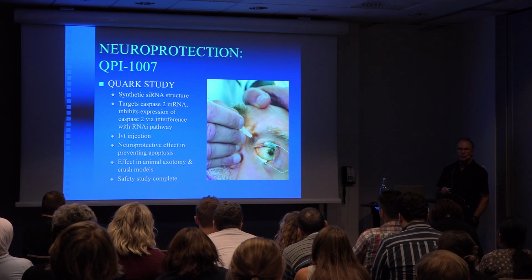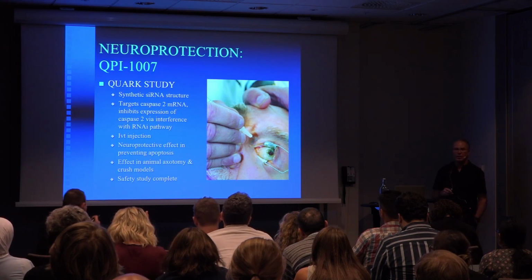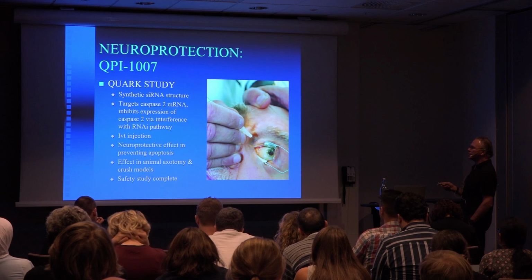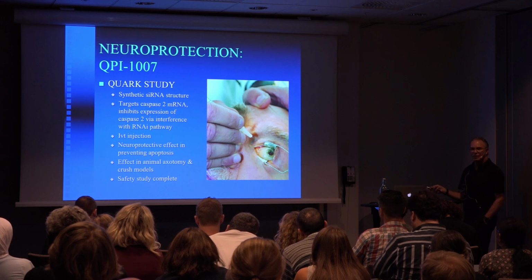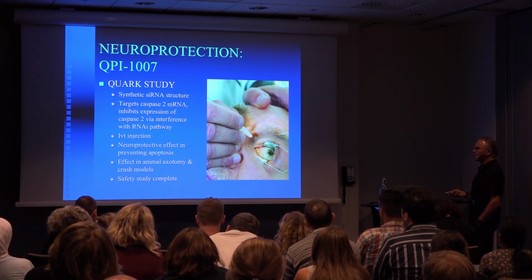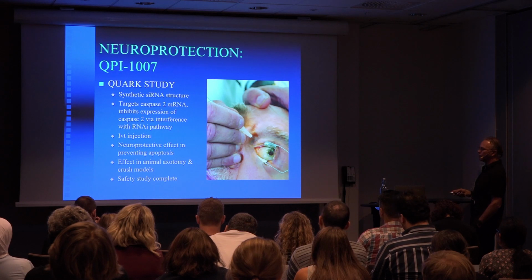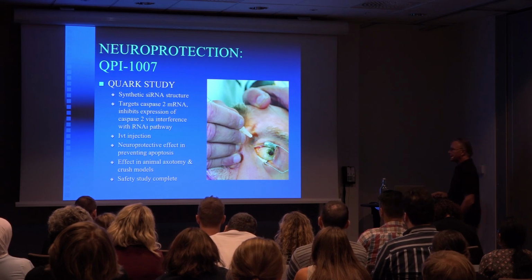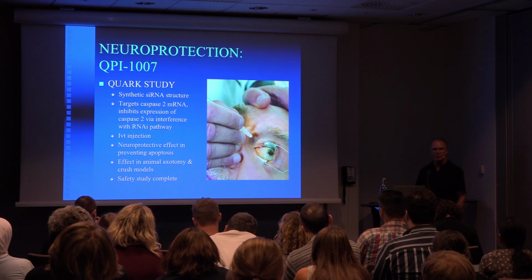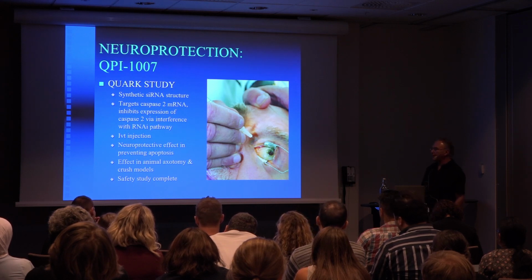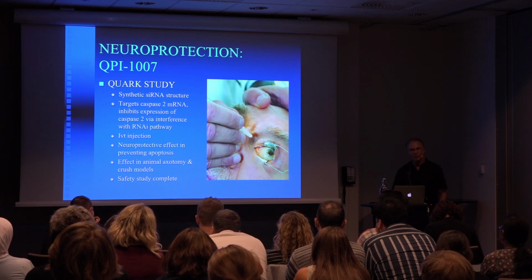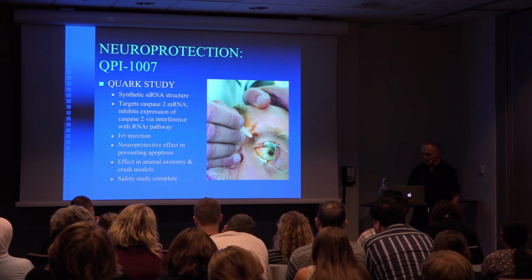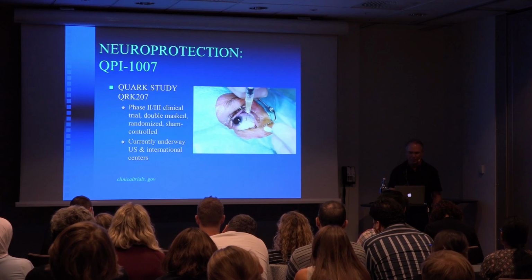Currently, the Quark Pharmaceutical study is the big event that's going on with NAION treatment. It's a synthetic siRNA structure. It targets caspase. It's an anti-apoptotic drug, presumably with a neuroprotective effect by injecting intravitreally. So it has had some effect in animal axotomy and crush models, actually not ischemic models, but it's been relatively safe. And the thought was that there's potential benefit there. As with almost every neuroprotective agent, it looked like it was going to be a benefit, and then we haven't got a proof yet.